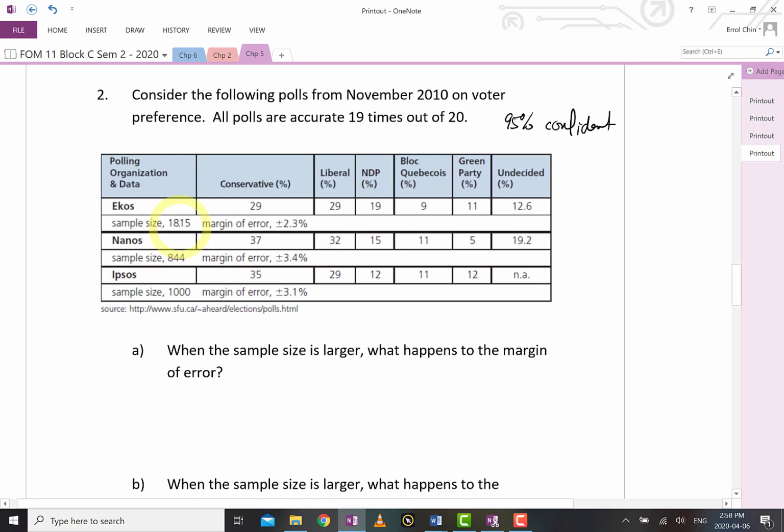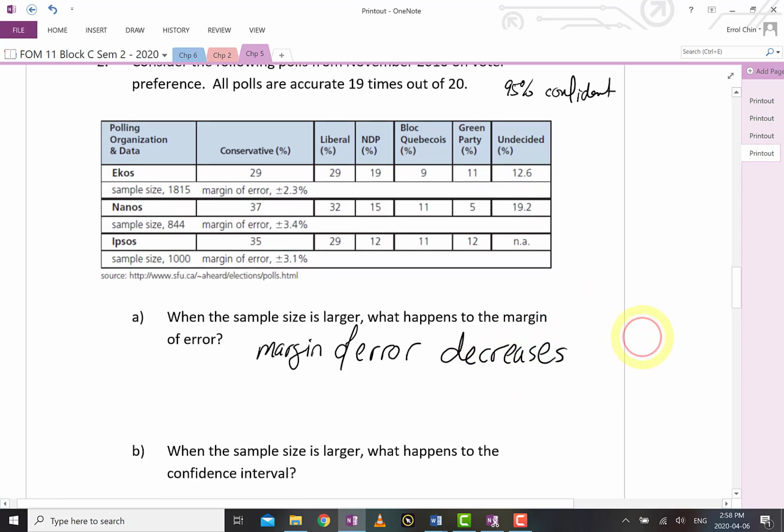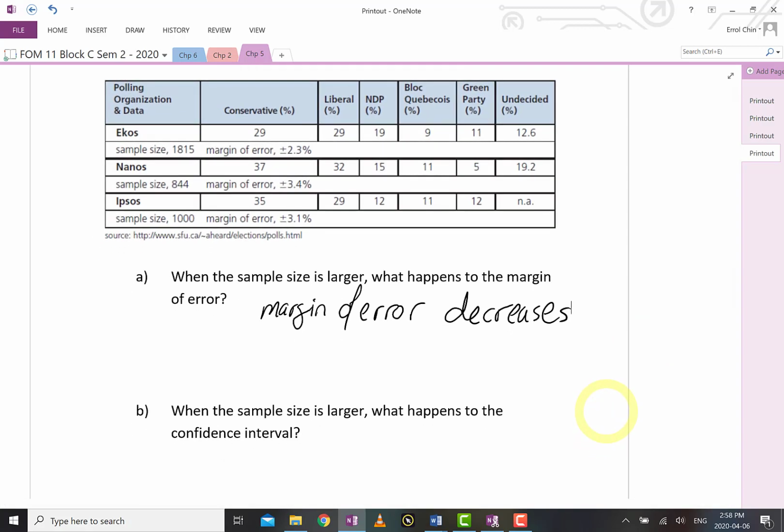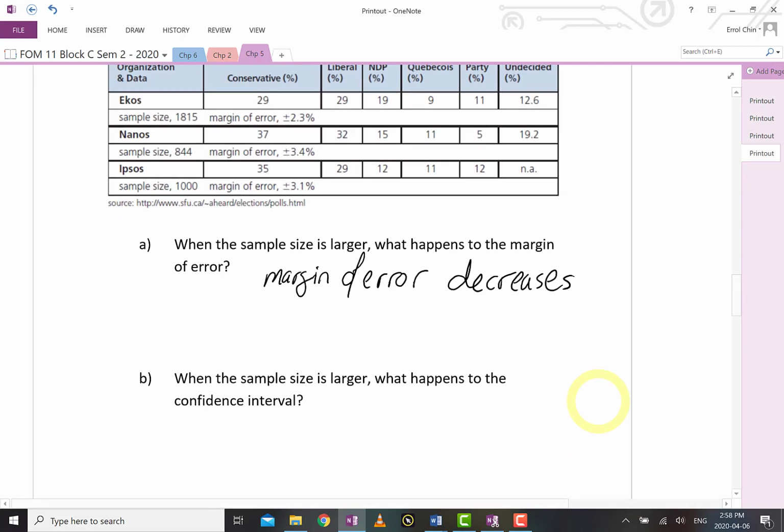Well, the margin of error would decrease so small that it would be the exact answer. Now, 1815 is, of course, a small number compared to 34 million, but it's definitely bigger than these two. So when the sample size is larger, what happens to the margin of error? Well, the margin of error decreases. Because as you get closer and closer to sampling the whole population, then you're going to get closer and closer to the true answer.